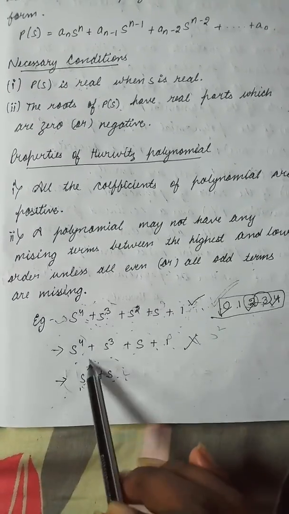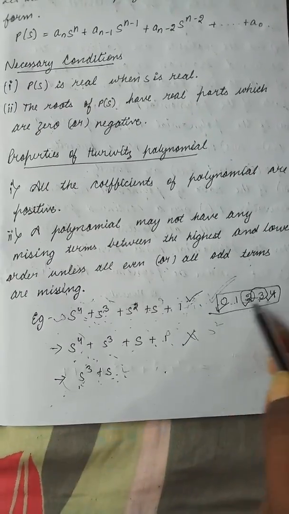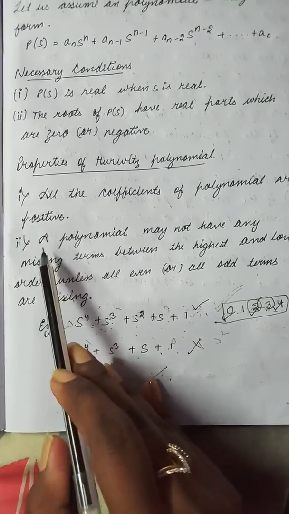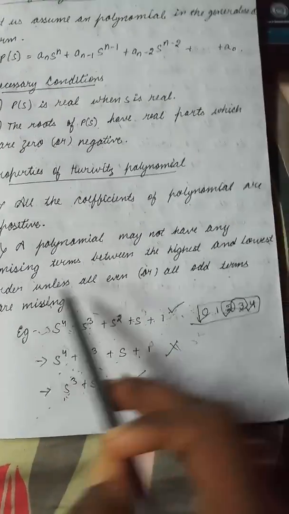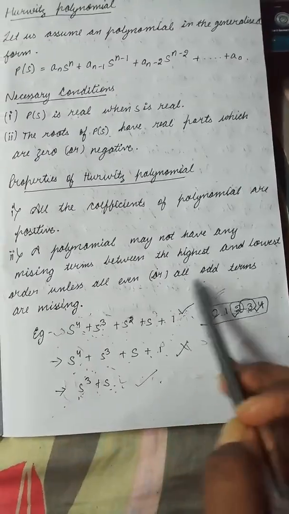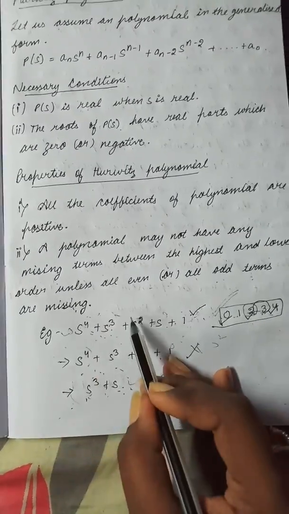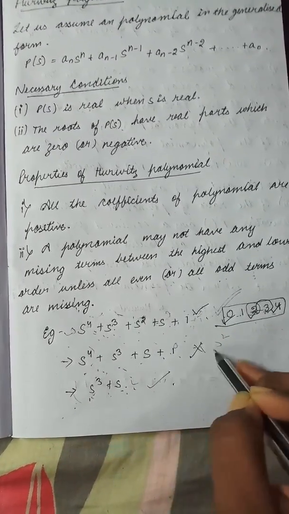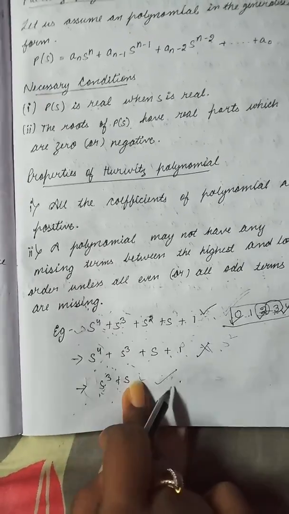Third, s to the power 3 plus s. All the even terms are missing, so all the odd terms are present. Then also it is a Hurwitz polynomial. See, because here it is saying the polynomial may not have any missing terms between the highest and the lowest order unless all even or all odd terms are missing. Means it says that only one should be missing. Either the whole even part or the whole odd part should be missing, so that it can be a Hurwitz polynomial.